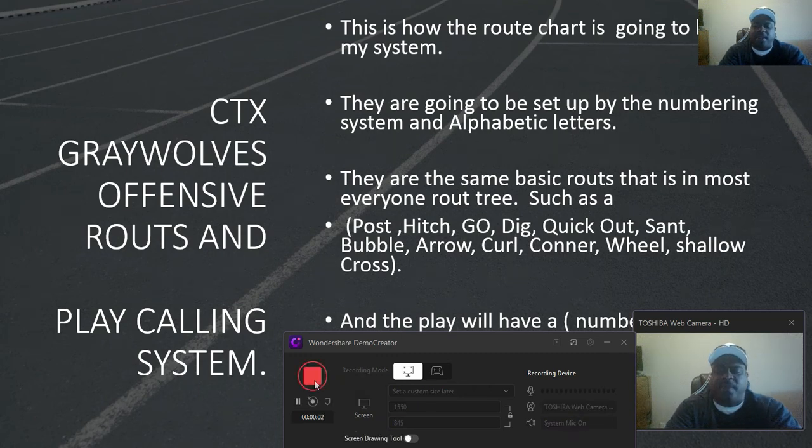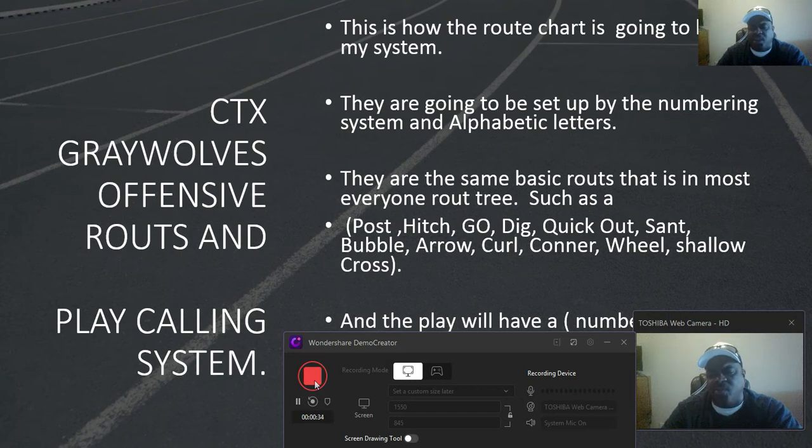Okay, my name is Coach Dixon, and this is for my 7-on-7 youth flag football team. We're going to be discussing how our play system is going to work. This is how my route chart is going to be in my system. They are going to be set up by the numbering system and alphabetic letters. They are the same basic routes that are in most everyone's route tree.